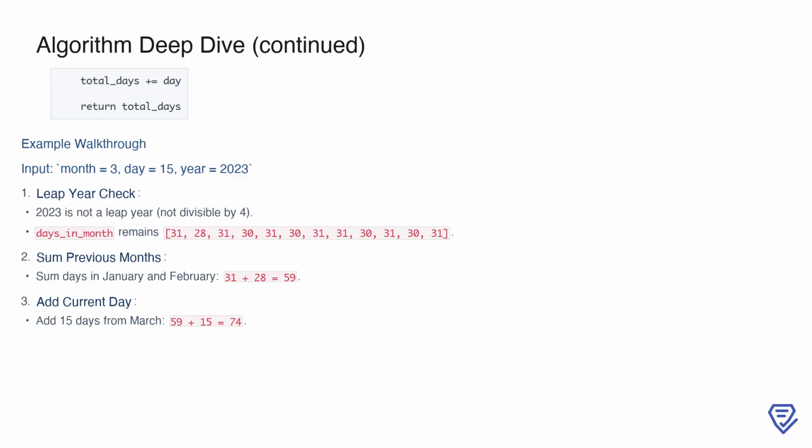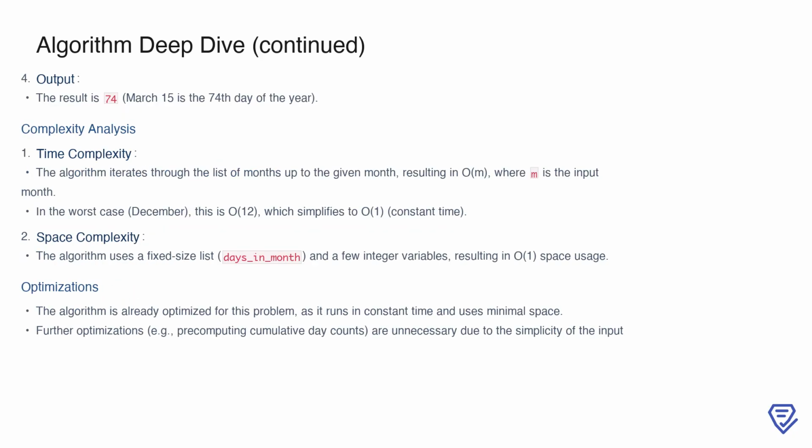This means that March 15, 2023, is the 74th day of the year. The output of the example is 74, confirming that March 15 is the 74th day of the year. Let's analyze the complexity of the algorithm.